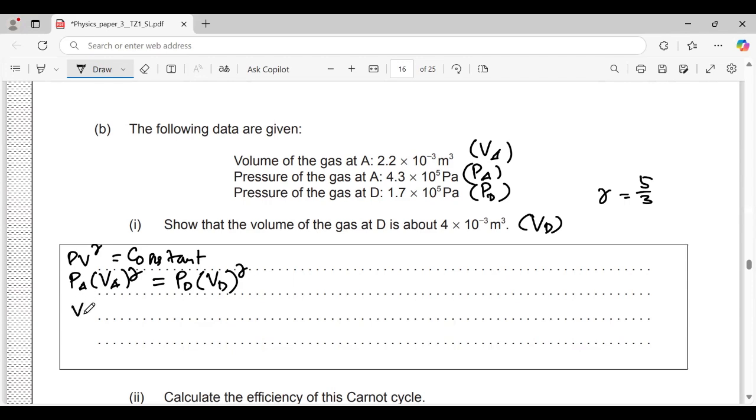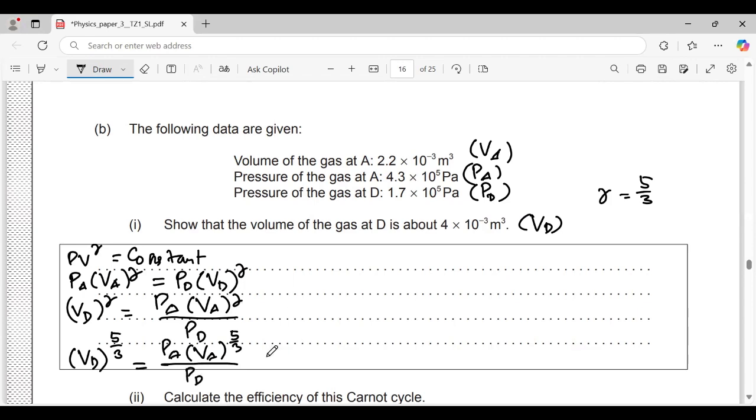If VD is the subject, we can rearrange this formula. Gamma is 5/3, so VD to the power 5/3 equals PA times VA to the power 5/3 over PD. So VD equals PA times VA to the power 5/3 over PD, all to the power 3/5. Now substitute all the numbers here.